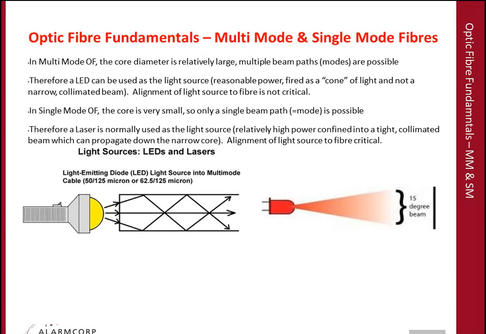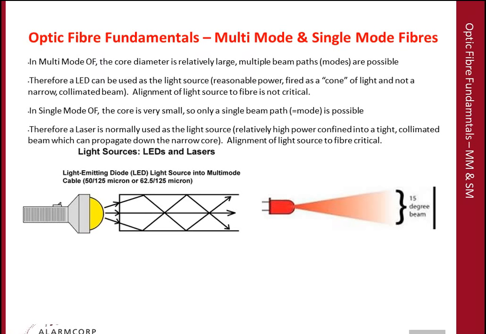Now, with a multi-mode fiber, because the core is larger, there are two consequences. One, we can use a light-emitting diode as the light source. Light-emitting diodes can produce quite reasonable power, and it fires a cone of light. Therefore, the alignment of the light source to the fiber is not as critical because the fiber is large and you've got a fairly big cone. Most of the light finds its way into the fiber.